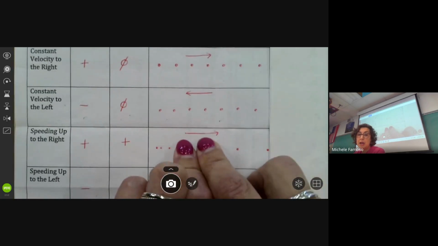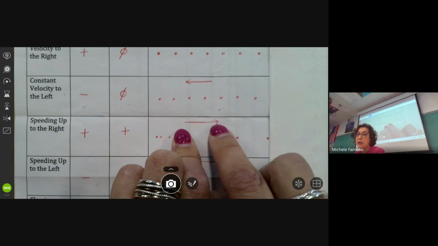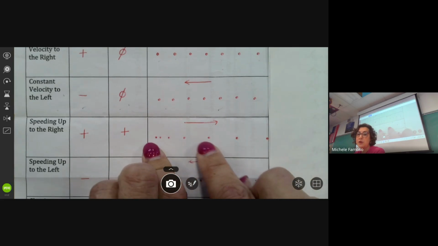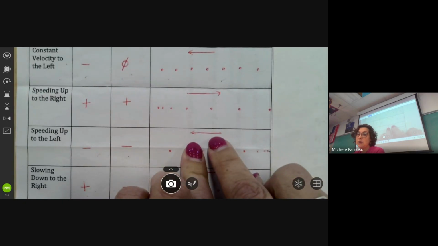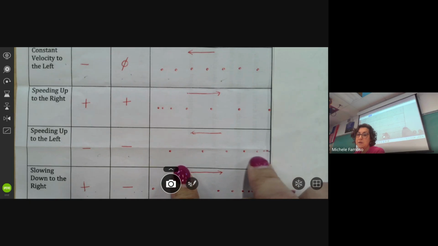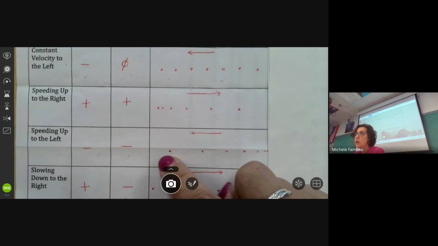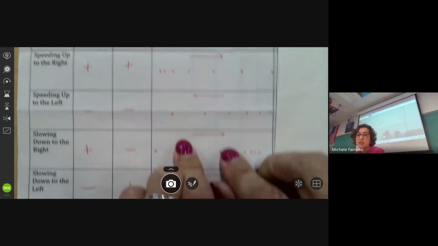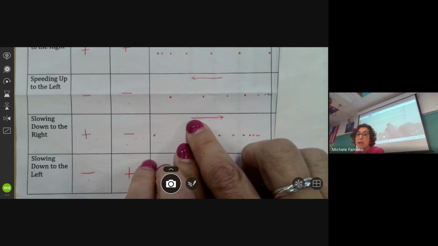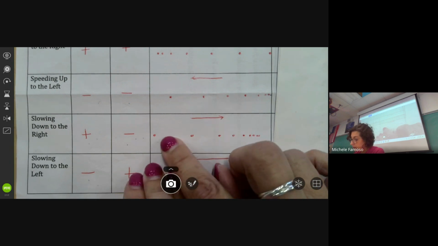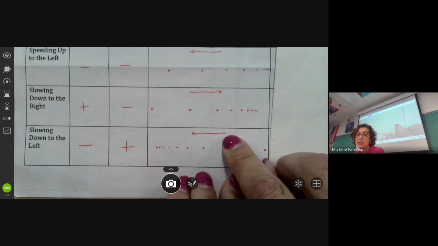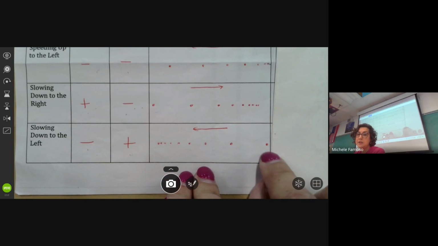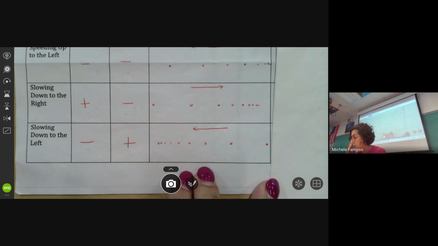As I move to the right and I speed up, I need an arrow pointing right, and the dots should get further and further and further apart. When I go to the left, I need an arrow left. Speeding up, the dots should get further and further apart as I read it going to the left. When I slow down to the right, I need an arrow pointing right, and the dots should get closer and closer and closer together. When I slow down to the left, I need an arrow pointing left. Read this from right to left, and I see the dots are getting closer and closer together.